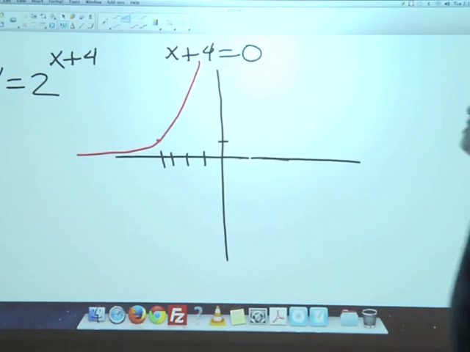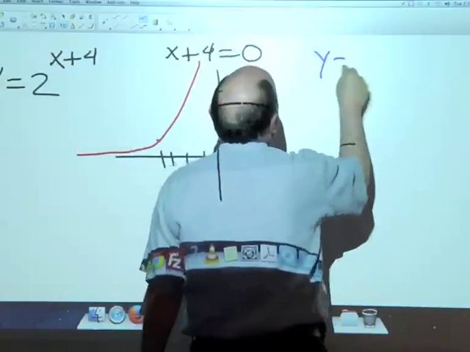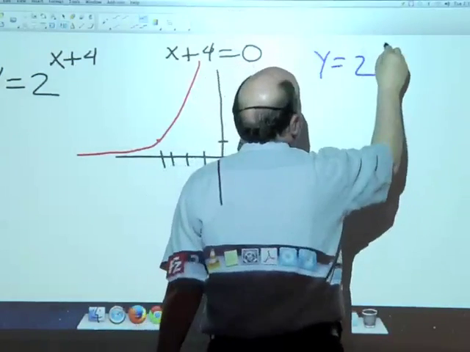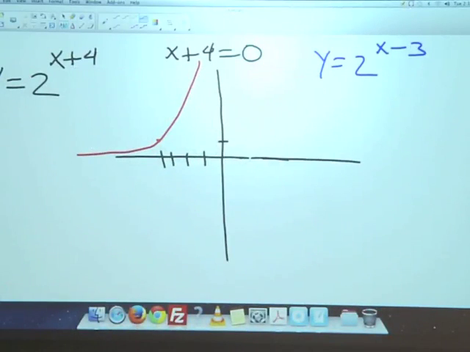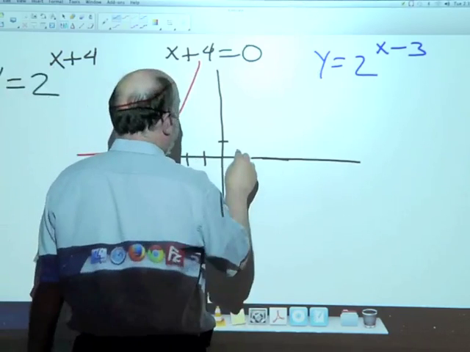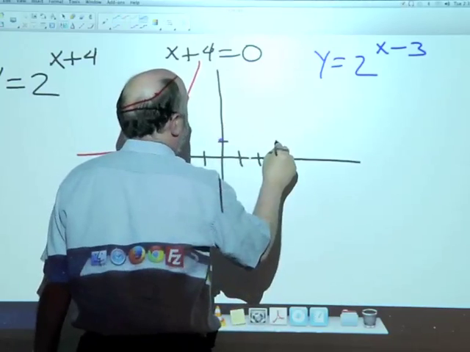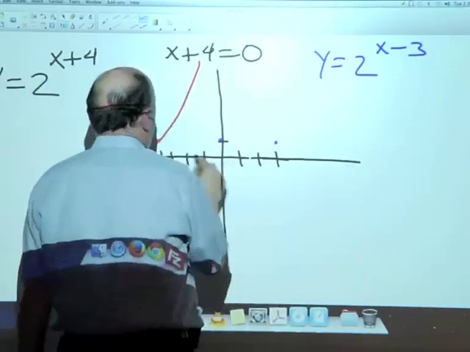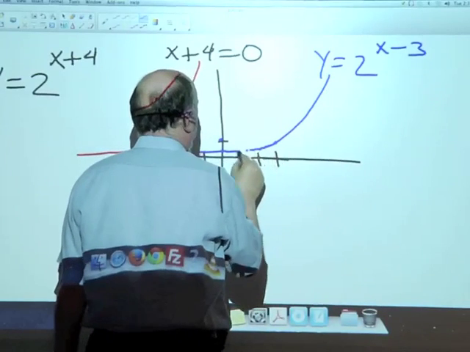Okay? So, if I were to graph y equals 2 to the x minus 3, what does that do to my graph? It goes 3 to the right. Okay? So let's put that on here. And so now my point is over here. And my graph is going to look like that. Okay?